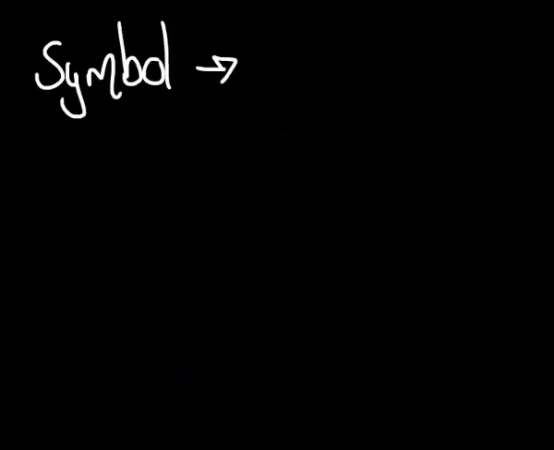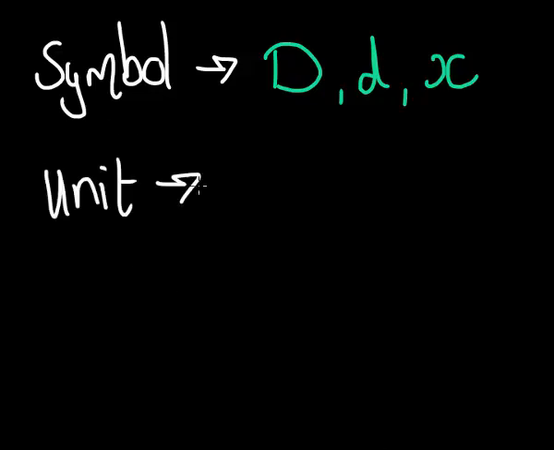Now the symbol that we'll be making use of, and you'll see your textbooks do differ on this, could be capital letter D, or sometimes they indicate it as a small letter d, and some also indicate it as an x or a delta x value. Now any of these will be accepted. Your unit for your distance will always be meters.